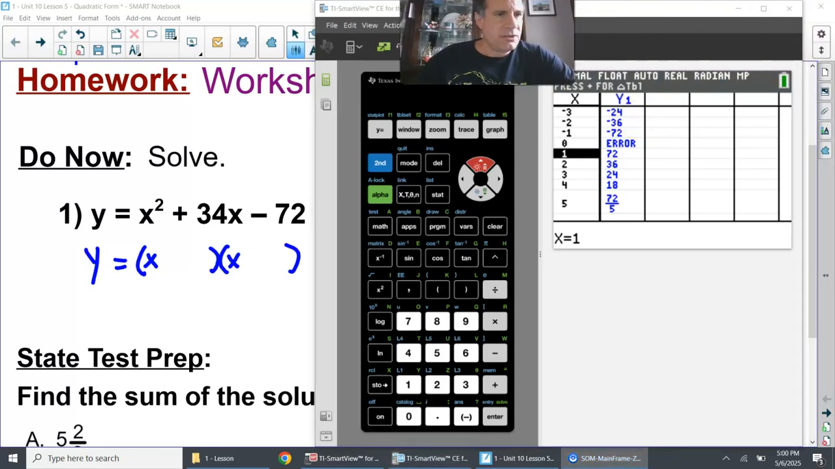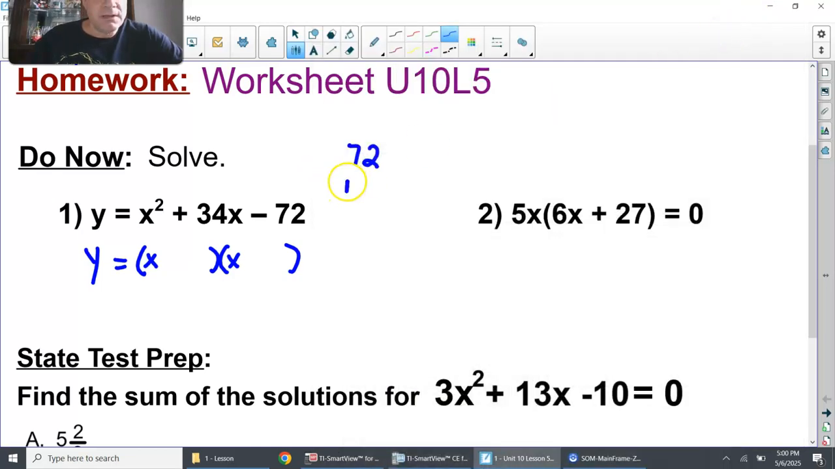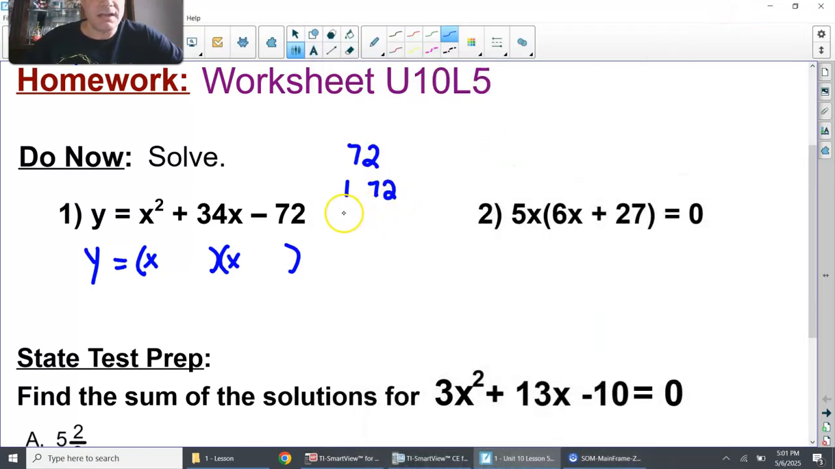Let me move my face over there. 1 times 72. You can't make 34 if you add or subtract them. So we're going to go to the next one. And we're going to go to 2 times 36. And yes, those factors can add or subtract to 34.